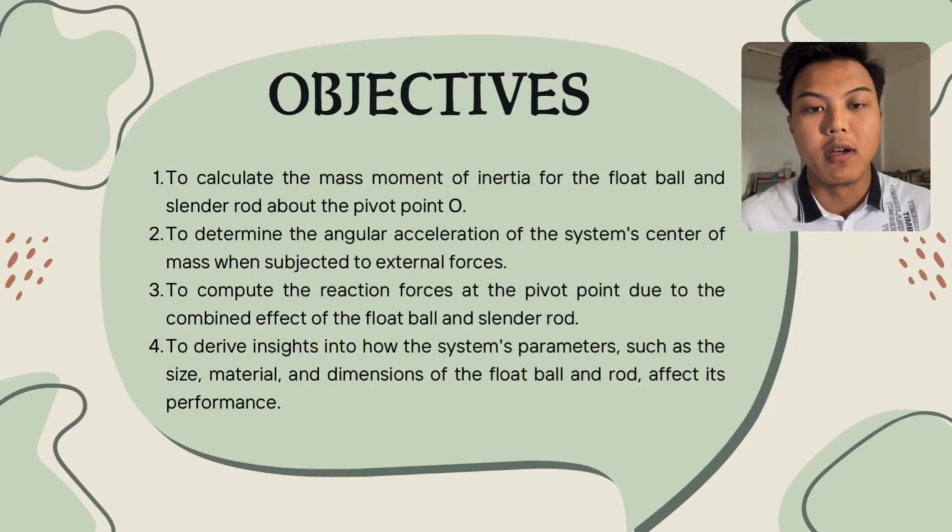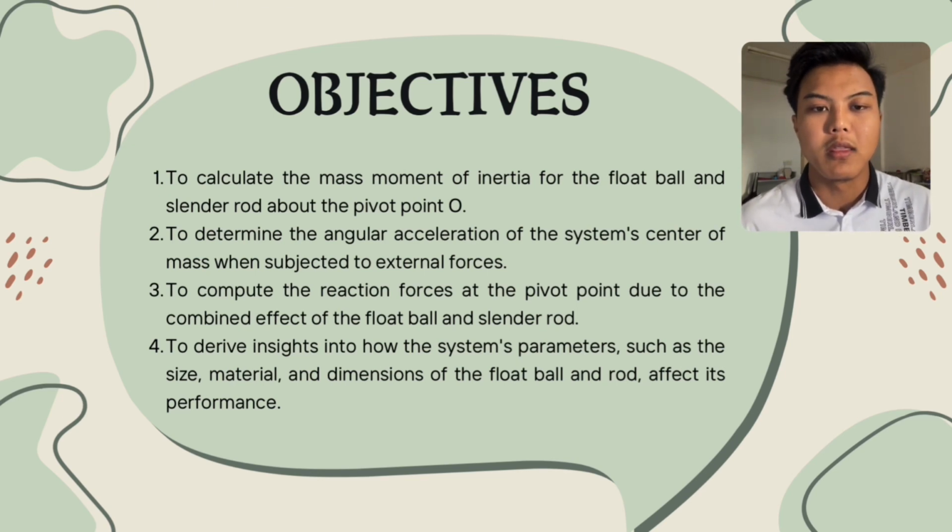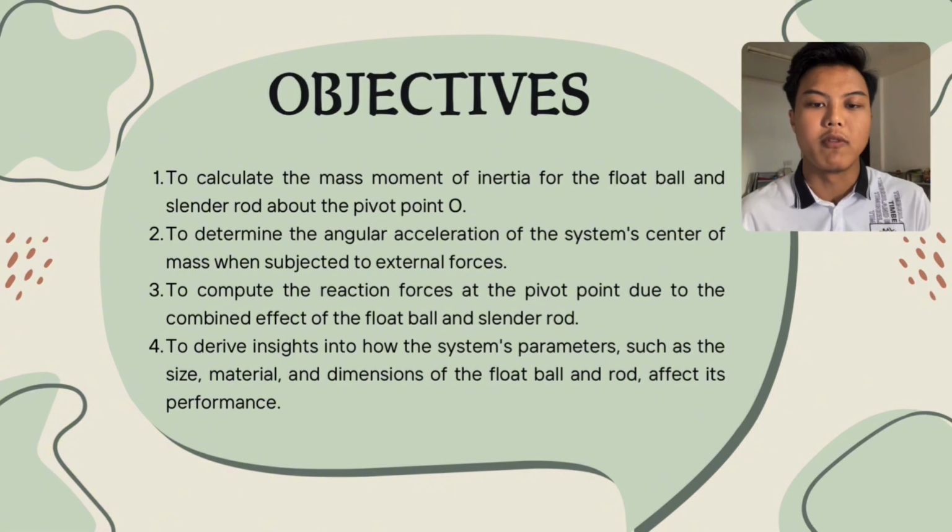And then the objective of this case study is to analyze the dynamic behavior of the water pump level control system, which consists of a float ball and a cylinder rod pivoting about the fixed point. The first objective is to calculate the maximum moment of inertia for the float ball and cylinder rod about the pivot point O. This step is crucial for understanding the system's resistance to angular motion and its response to external force. For the second objective, to determine the angular acceleration of the system's center of mass when subjected to external force. This analysis helps in understanding the dynamics of the system.